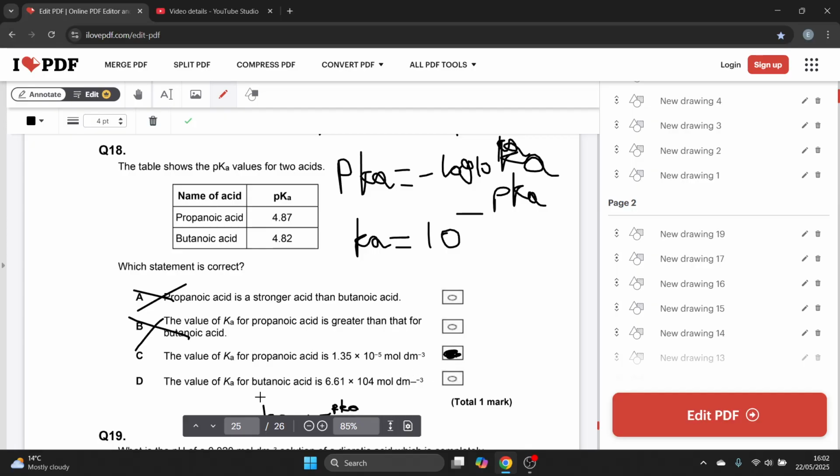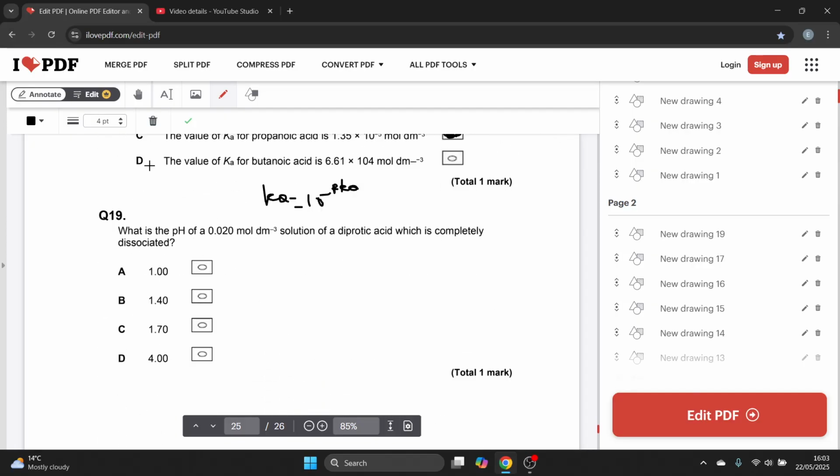And let's check out D. Well, D would be 10 to the power minus 6.5, 6.61 times 10 to the power. I'm assuming that says to the power minus 4, but it says 104. And you get 0. So yeah, it can't be D.